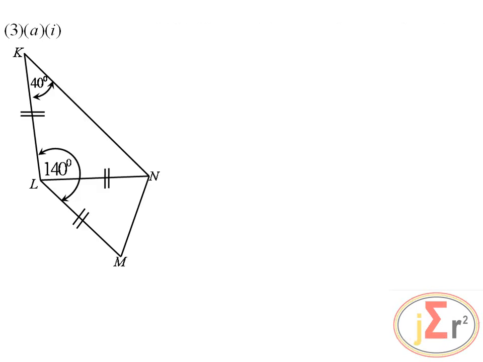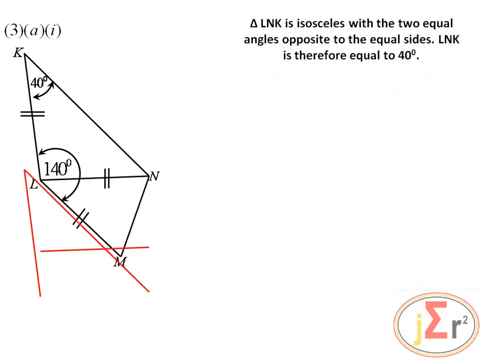Here we have a quadrilateral that is divided into two isosceles triangles. We are going to be required to find certain angles. So the angles that we are required to find are angle LNK. That is one that we are required to find.